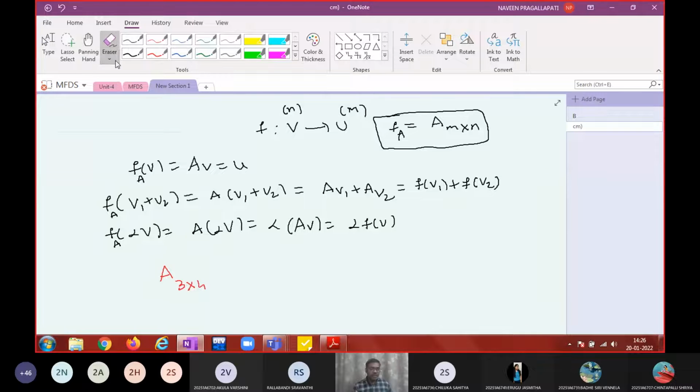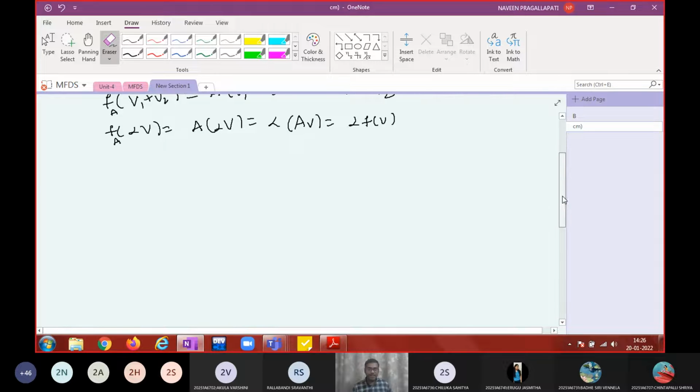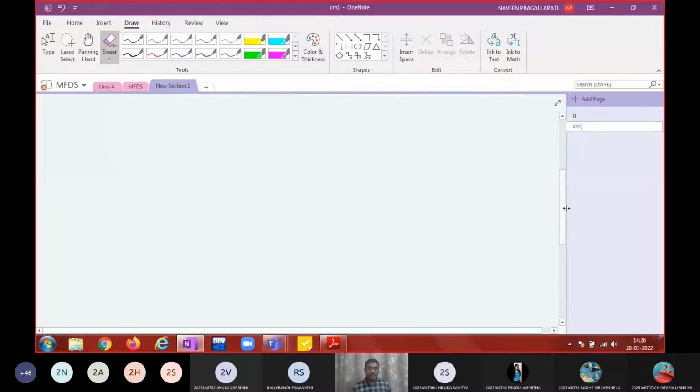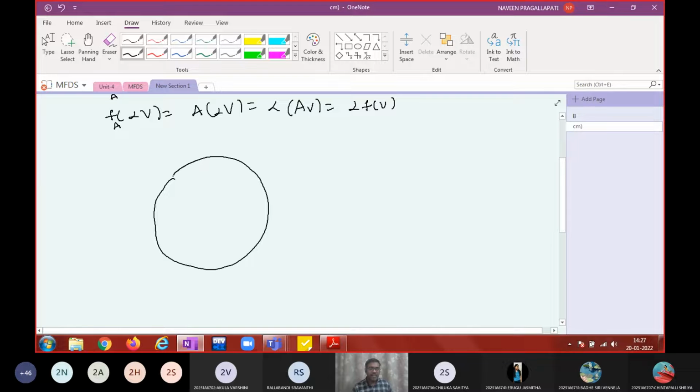Right. Now, what are some properties of this? Okay. So, when I say space, let us assume that V is finite dimensional. Let us say U is some vector space.